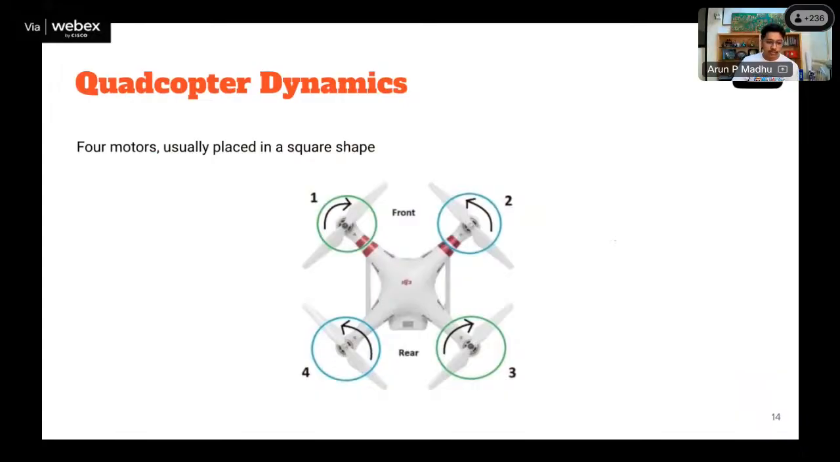So a quadcopter is nothing but, as you see, we have four motors. Four motors are usually placed in a square shape like this. This is a DJI drone. It's not like it should always be placed in a square. It can be a rectangular shape as well. But the most common configuration is square for its simplicity in working. You can also have other configurations, depending on your project if it requires that type of configuration, but this is the common configuration, with motors usually placed in a square shape.